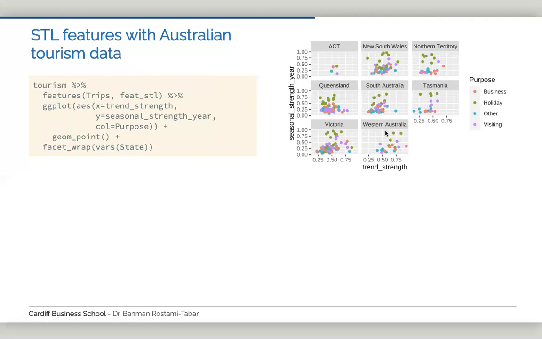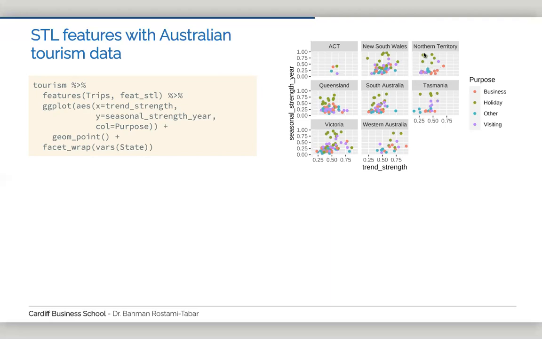So in almost all of the states, here it's not actually, we have only 4 time series, so we can't see it. But for the rest, you see that it is crystal clear that the seasonality is high for holiday purpose compared to the rest. And it makes sense, because if you look at the time series of this, you'll see that it is affected by seasonality. And we know the reason is not surprising at all.